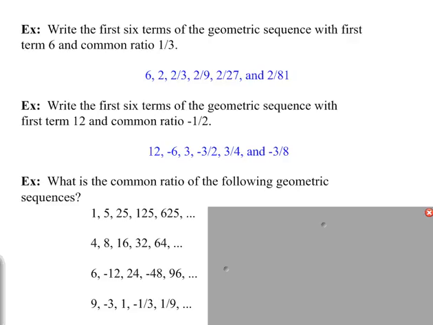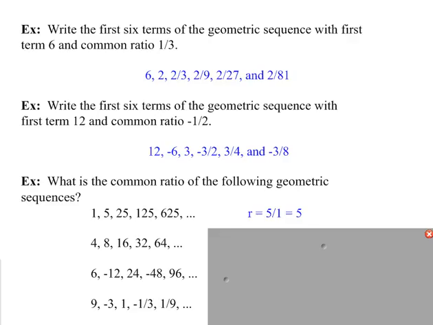Next, we're given a series of sequences in which we are being asked to find the common ratio. We can find the common ratio of any geometric sequence simply by taking one term and dividing it by the previous term. So, for example, in our first sequence, we could do 5 divided by 1 and get 5, or 25 divided by 5 and get 5, or 125 divided by 25 and get 5. By doing a few of these, we can see the consistency. In each of those division problems, we're getting 5, so that tells us that the common ratio r equals 5.